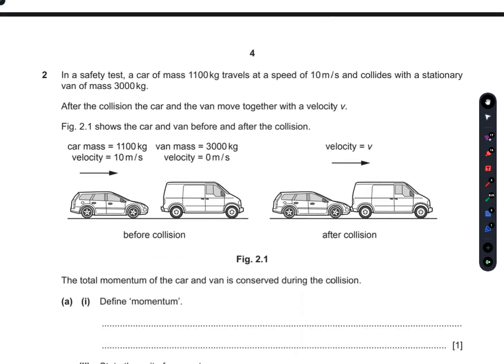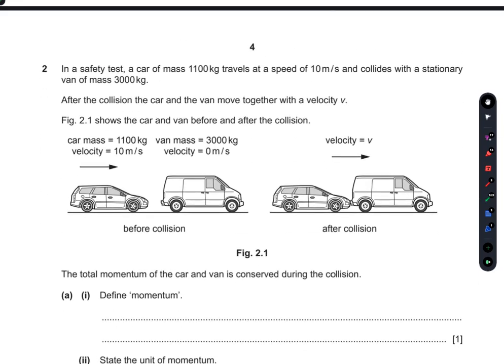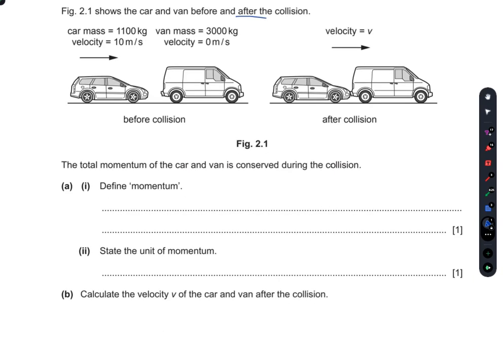So we move on. Question number two: in a safety test, a car of mass 1100 kg travels at a speed of 10 meters per second and collides with a stationary van of mass 3000 kg. After the collision, the car and the van move together with the velocity v. Figure 2.1 shows the car and the van before and after the collision.